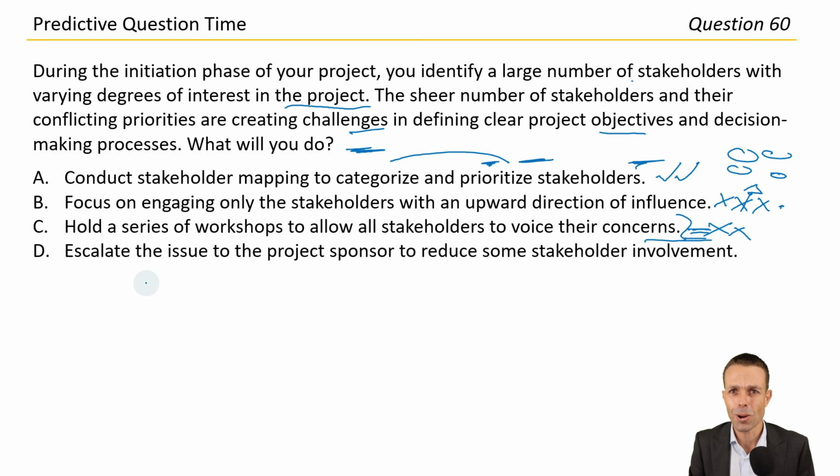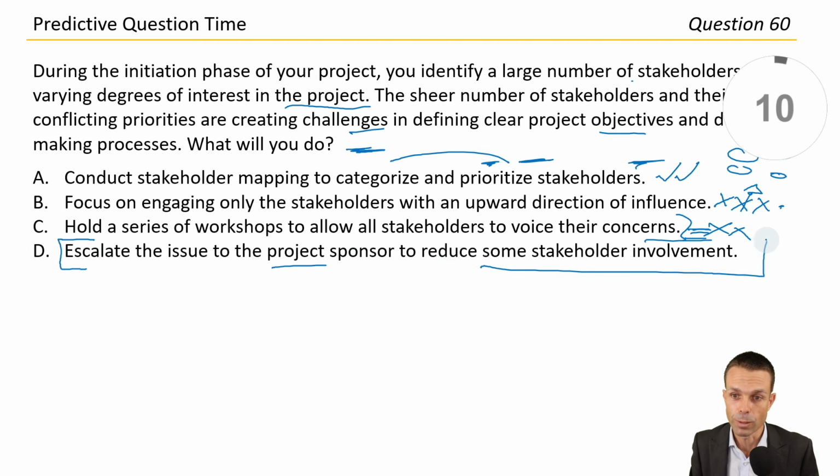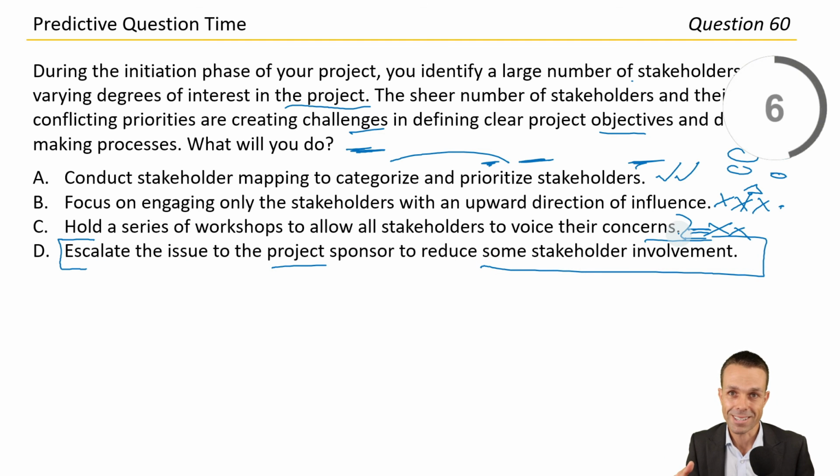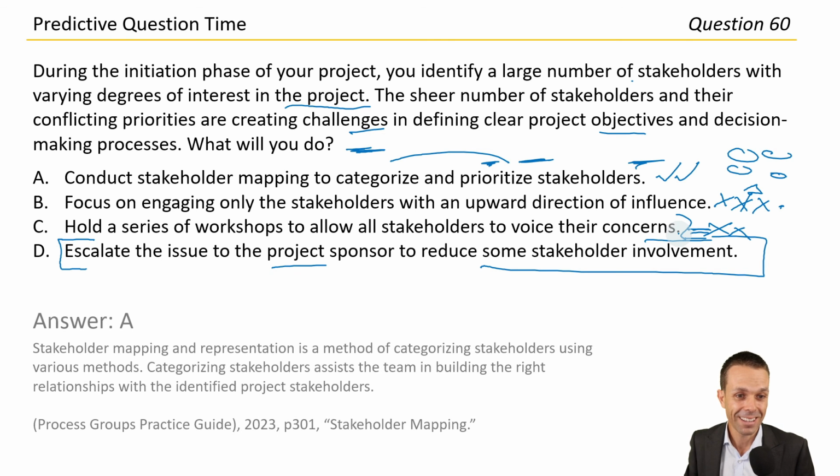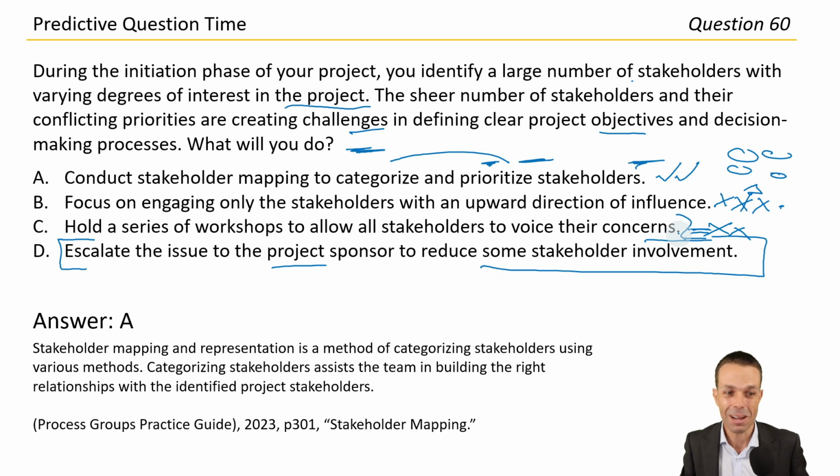Escalate the issue. Oh no, it's that word again. Escalate. Ideally, we don't want to escalate, remember, but let's check it just in case. Escalate the issue to the project sponsor to reduce some stakeholder involvement. Do we want to do this? No, we want to try and manage this ourselves if we can. Always remember, that means I think we're going to go with answer A. And there it is. How did you guys go with that one?